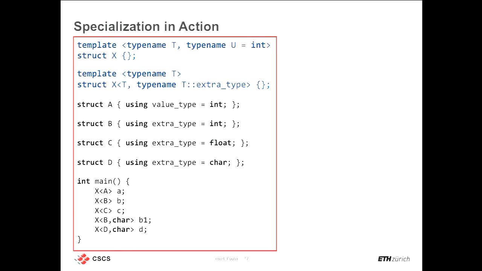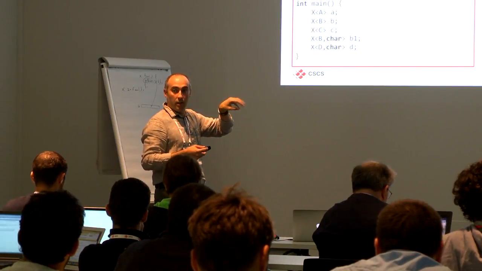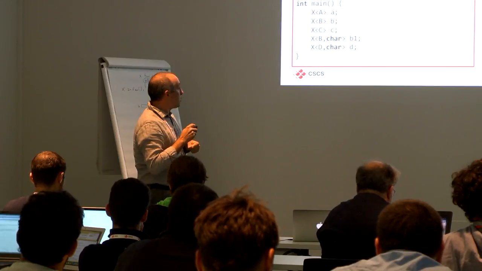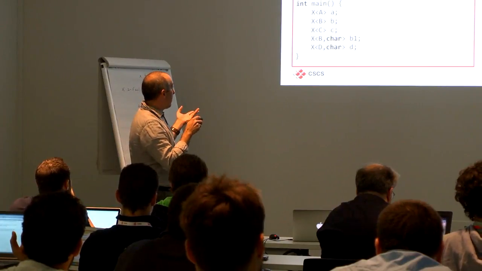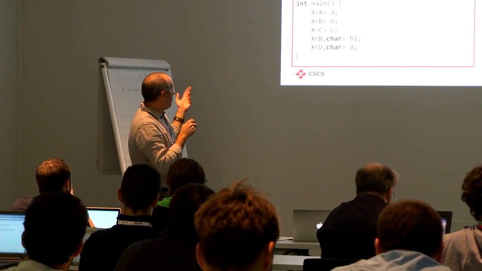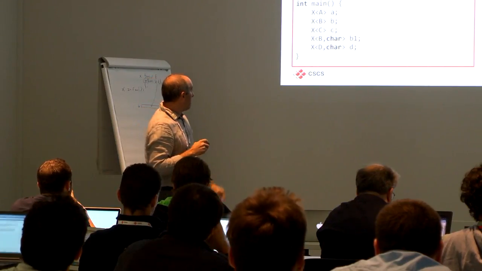Now we have different options, different classes here: struct A, B, C, and D. And they define, with the using keyword. Everyone knows what the using keyword is. Well, I guess everyone knows typedef. Typedef something to something else defines something else as an alias type for the other one. C++11 introduces the using keyword, so it's using value type as an integer. And this is a kind of type member of this class A. Now B declares extra type, C declares extra type, and D declares extra type.